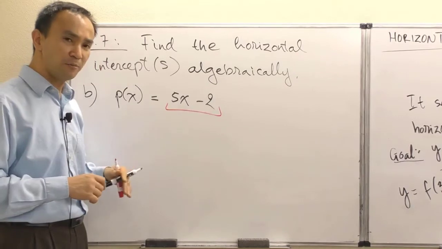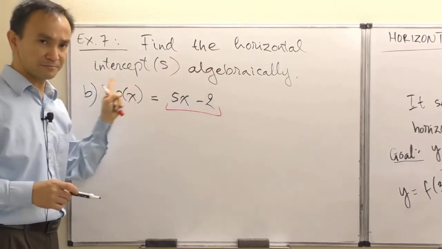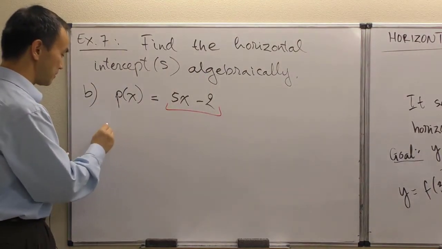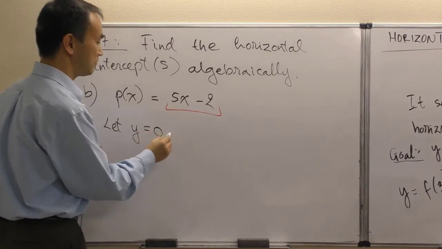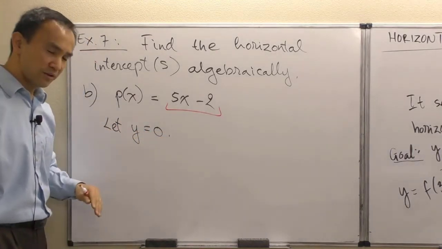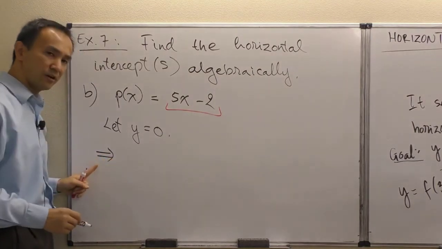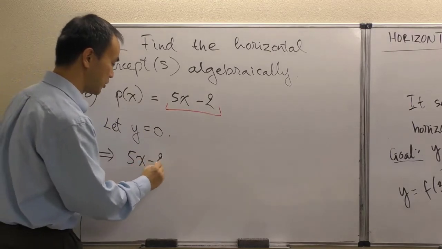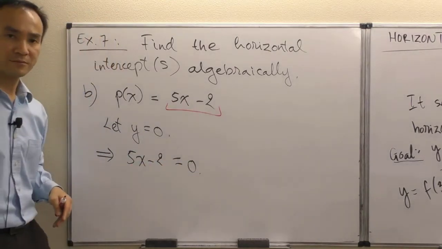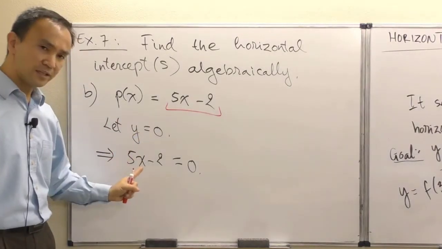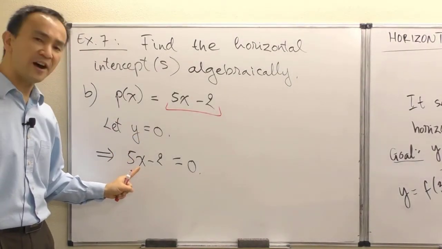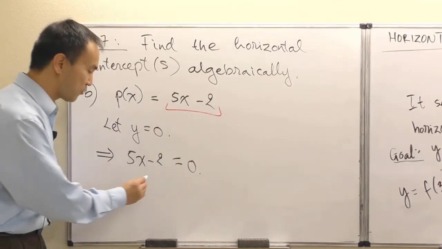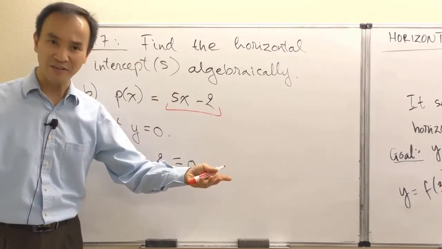So now with this polynomial, let's look for the horizontal intercept. At this point, I'm going to purposely let y equal 0. Letting y equal 0, that's why I'm using this arrow, leads to producing 5x minus 2 equals 0. Consequently, all of a sudden we realize we are finding the x values making the left-hand side equal the right-hand side. So in that way, the method that you have seen in your previous courses now counts.